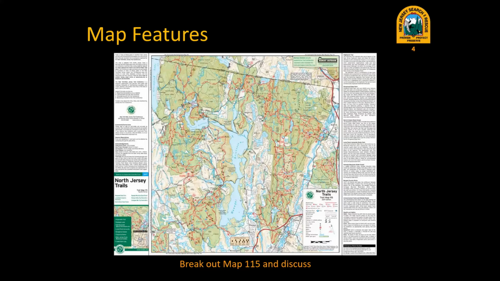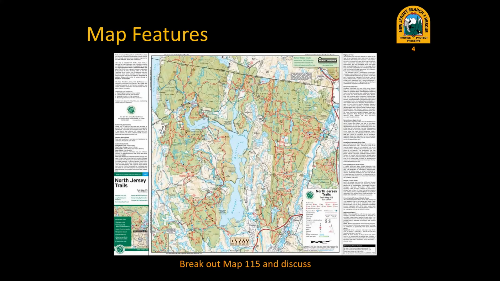If you got the newer version, it's actually map 150 now, the 2021 version, but you can use the 2017 115 until you get your copy. You'll also notice that in the key is the datum that this map is in. For New Jersey Trail Conference maps, every map will use the UTM coordinate system, and it should be using NAD 83 as the datum.